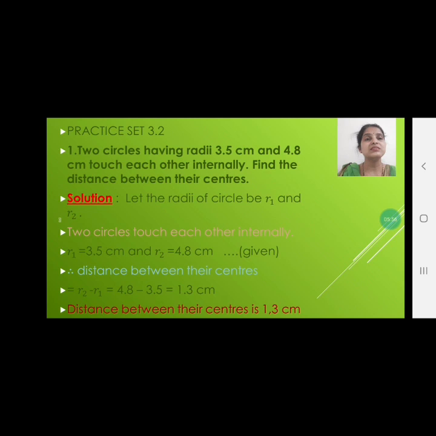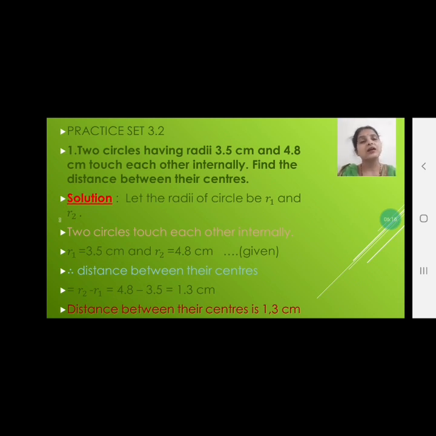Two circles having radii 3.5 centimeter and 4.8 centimeter touch each other internally, which means subtract. Centers are on the same side. Find the distance between their centers. So here we begin with the solution.